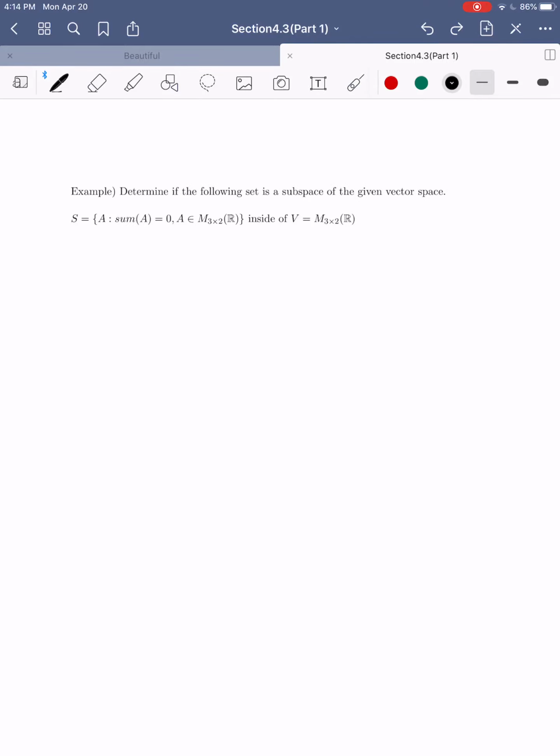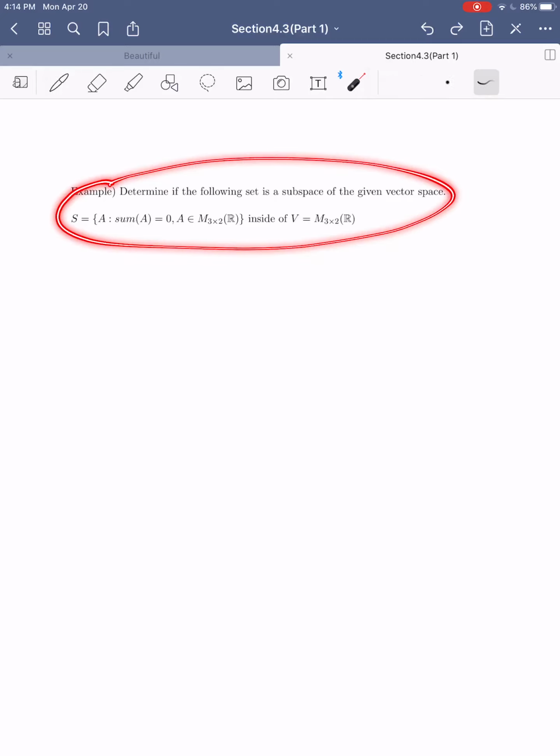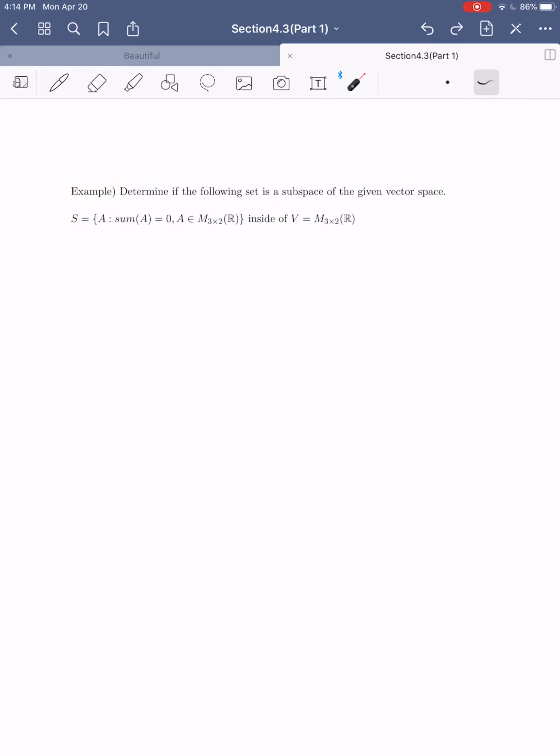Yep, there we go. So we want to take a look at this guy, which is something inside the space of matrices. We've got this set that are matrices that have the property that their sum, remember the sum is just adding up all of their elements, that their sum is 0. And these guys come from the space of matrices that are 3 by 2 inside of the standard space of 3 by 2 matrices. So let's go ahead and look at some example elements here.